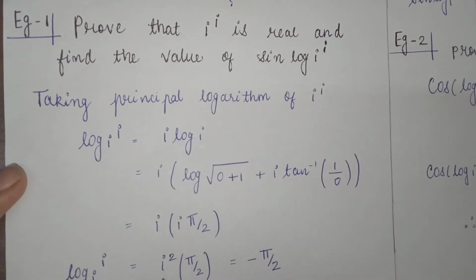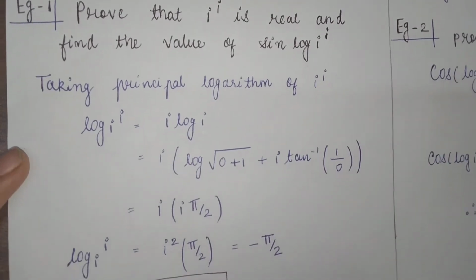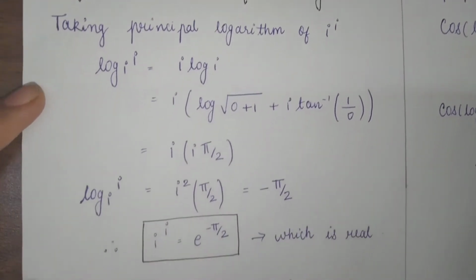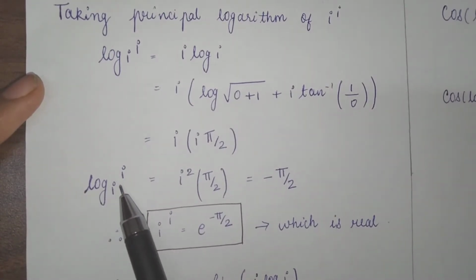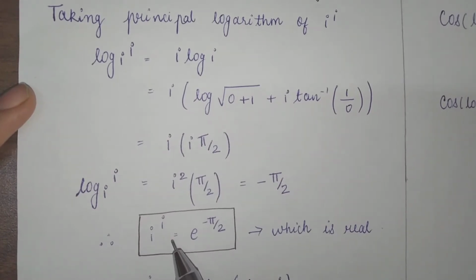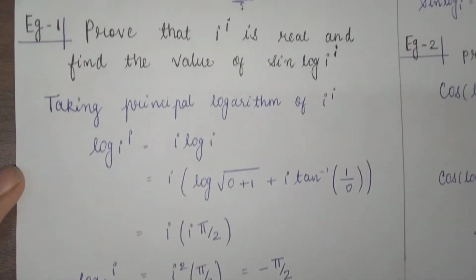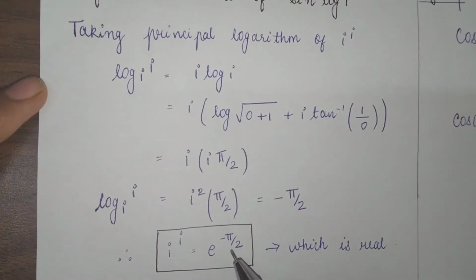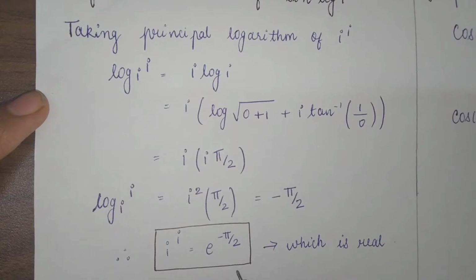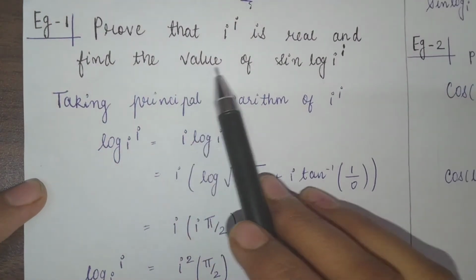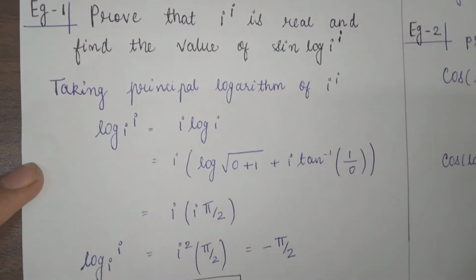And so we get i square into pi by 2. But the value of i square is minus 1, so we get minus pi by 2. And now we have log i raised to i equal to minus pi by 2. So we can write i raised to i is equal to exponential of minus pi by 2. Now what we have to prove is that i raised to i should be real, and as the i term is not there, we can say that we got a real term. Okay? And now we have to find the value of sin of log i raised to i.